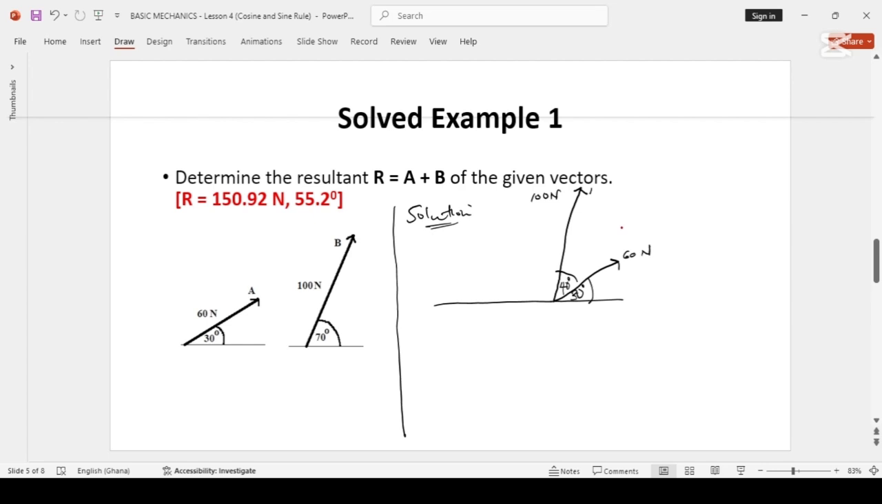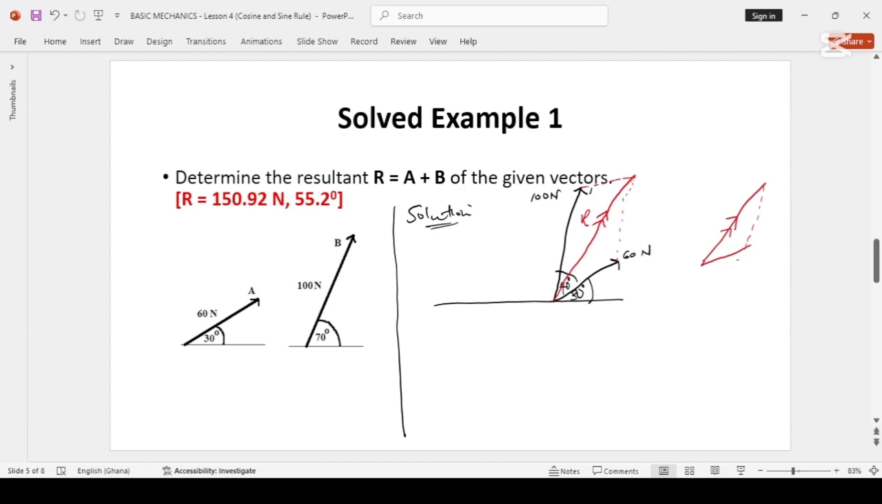Since we have been able to represent this diagram by two sides of a parallelogram, then we can apply the parallelogram law of vector addition. So now we complete the parallelogram in this way. R, the resultant here, is what we are looking for. Let's draw this triangle from the diagram.